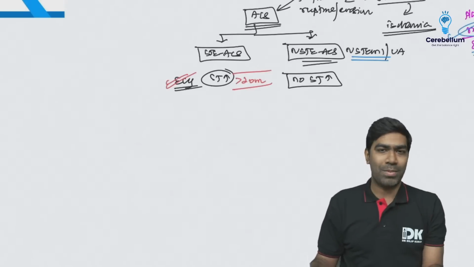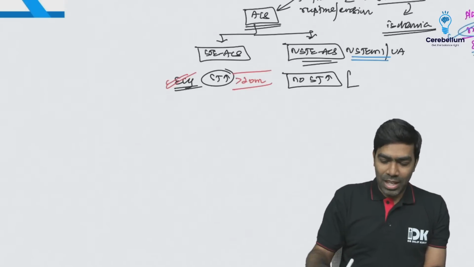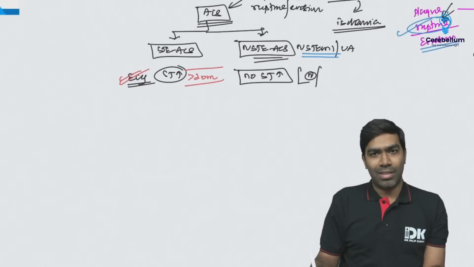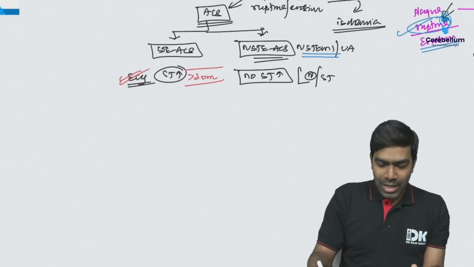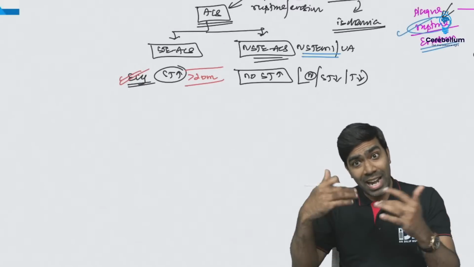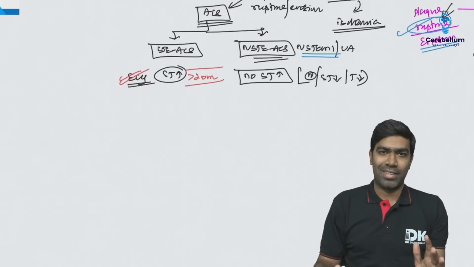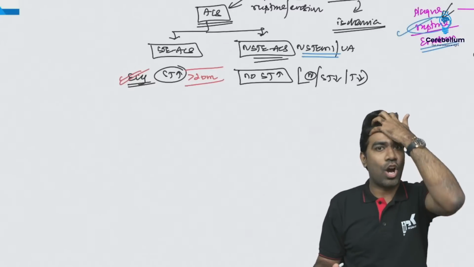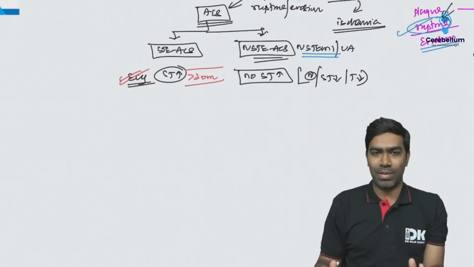Here, there won't be ST segment elevation, which means the ECG can be completely normal, or they can have ST depression, or T wave inversion, or a combination of ST depression and T wave inversion, or even transient ST elevation sometimes. So that is where you're going to call it NST ACS, or non-ST segment elevation acute coronary syndrome, N-STEMI or unstable angina.